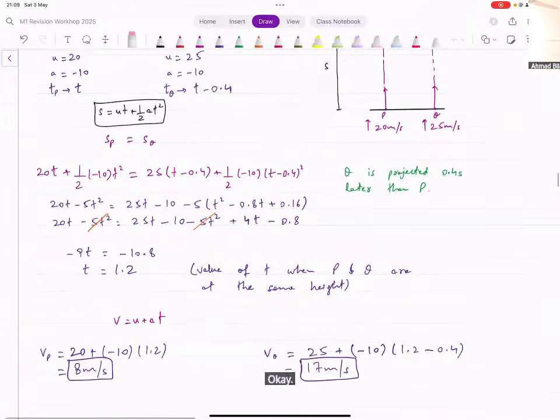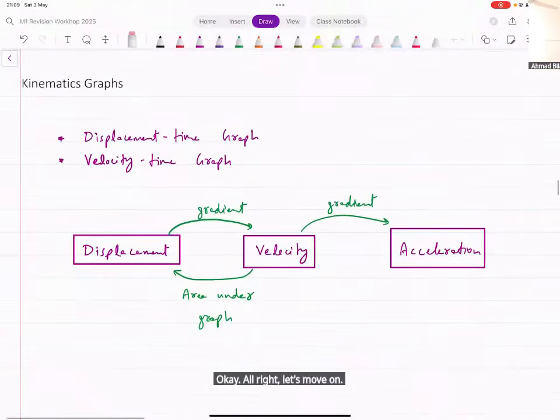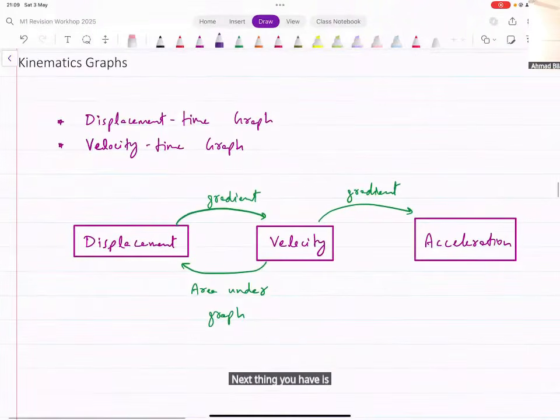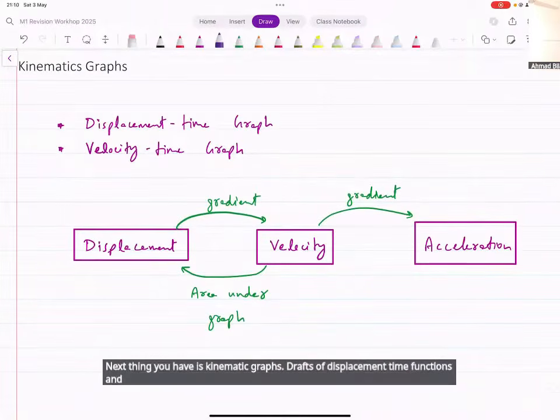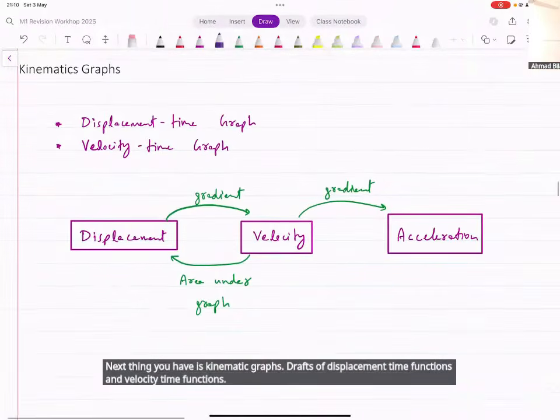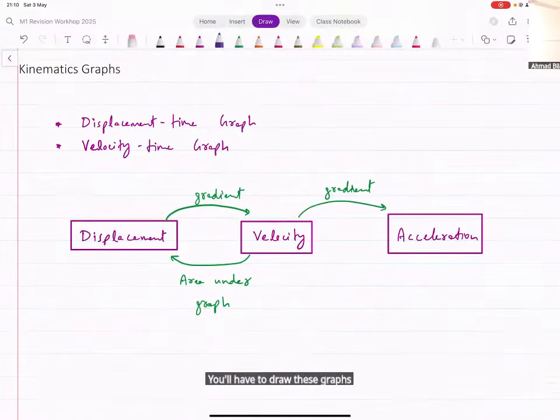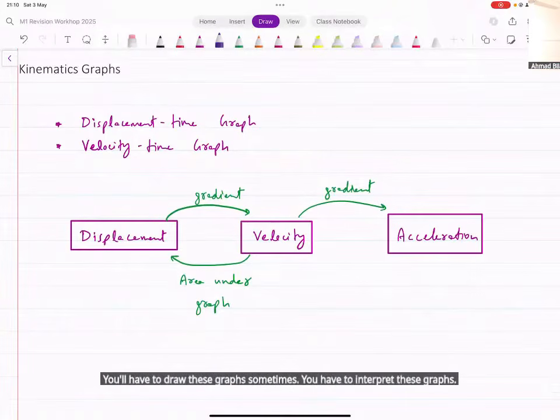All right, let's move on. Next thing you have is kinematics graphs. Graphs of displacement time functions and velocity time functions. You'll have to draw these graphs sometimes. You have to interpret these graphs. Okay, you have to sketch these graphs and also interpret these graphs.